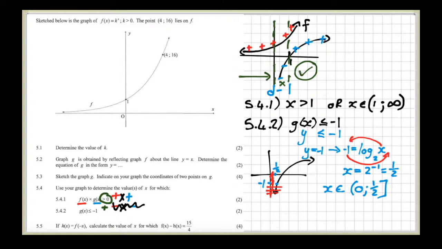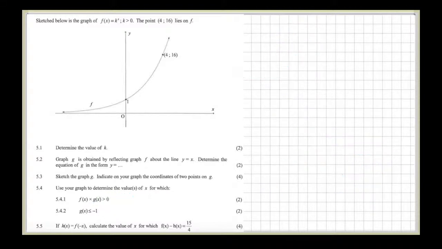I'm going to go over to question 5.5. This question 5.5 is the actual reason why I chose this specific question. Now, question 5.5 brings in a lovely, lovely new thing. It tells me a new function, h of x equal to f of negative x.